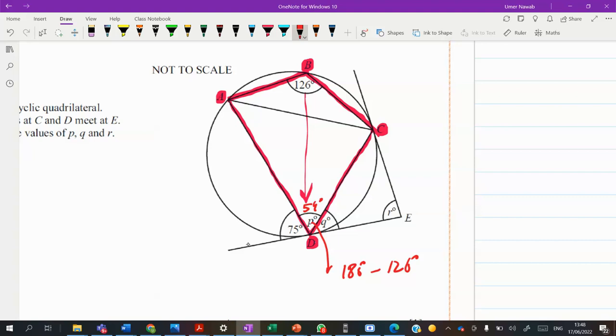And also, this is a straight line. I can easily find Q. So Q will be 180 minus 75 plus 54, and that gives you 51.